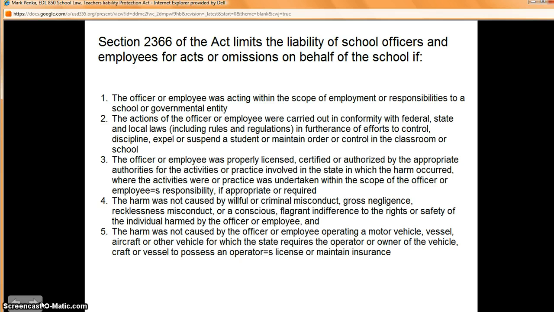Next is if it's a licensed teacher. If the teacher has a license and is properly certified and so forth, that helps as well. Fourth, if it's an accident or non-intentional. People are going to make mistakes, as long as it's not a conscious mistake, one where you actually lose your temper and are trying to hurt somebody, whether it be through grades or physically hurt somebody. And last, as long as no vehicles are being used. And this even extends clear to airplanes.